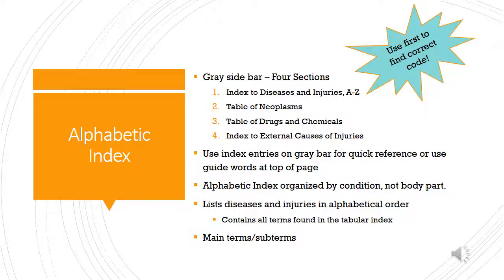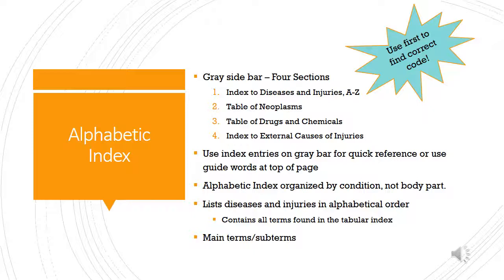The gray page section makes up a pretty large portion of the ICD-10 book. This is where all possible diseases, diagnoses, symptoms, and injuries are listed. The first section of the gray pages is the Index to Diseases and Injuries and is referred to as the Alphabetic Index. Other reference sections of the gray pages include the table of neoplasms, the table of drugs and chemicals, and the index to external causes of injuries. Look at the top margin of the right page or along the gray sidebar of the page to confirm which section you are looking at.